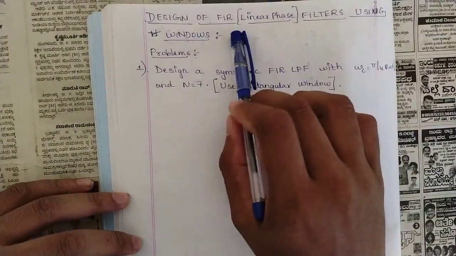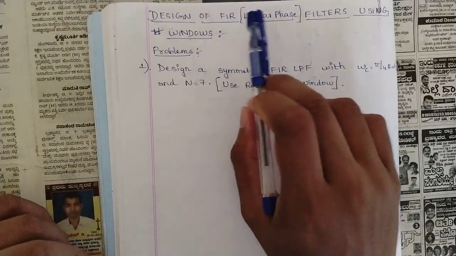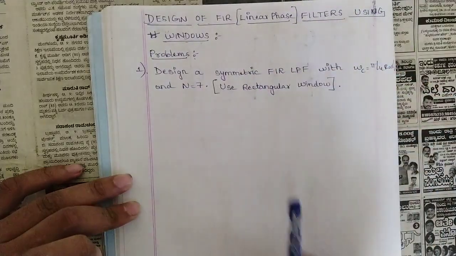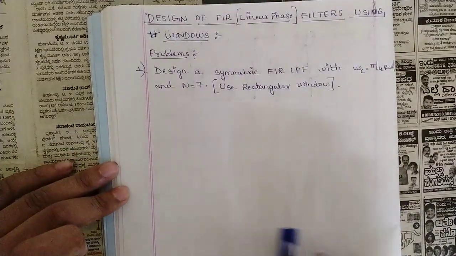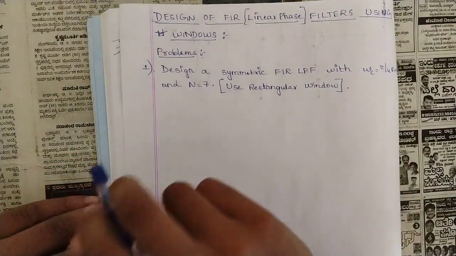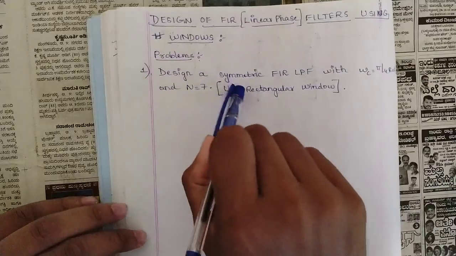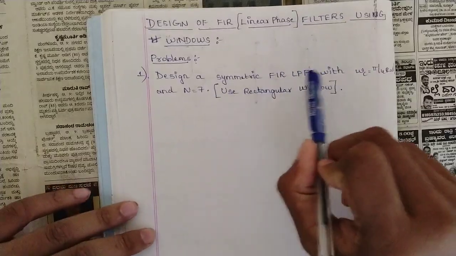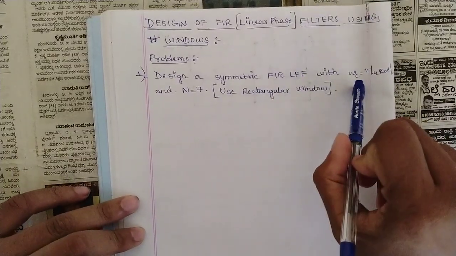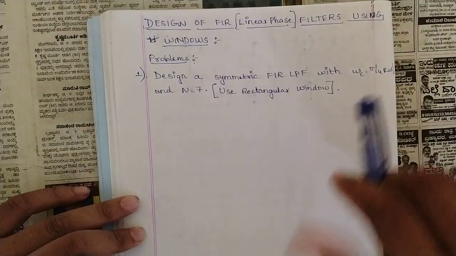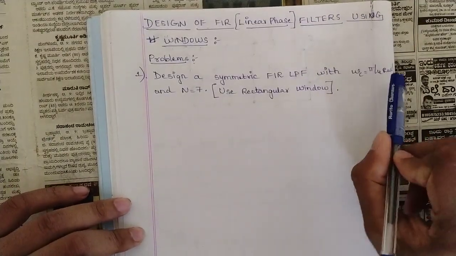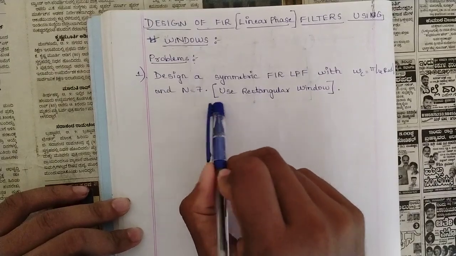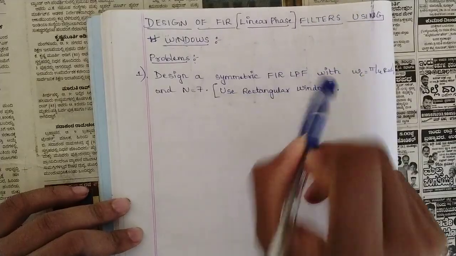Design of FIR, which stands for finite impulse response, linear phase filters using windows. Again and again I'm telling you guys. This is the one problem. Let us see this problem in brief. The problem is to design a symmetric FIR low pass filter, LPF stands for low pass filter, with the value of cutoff frequency omega c equal to pi by 4 radian per second, and the length of the filter n equal to 7 is given here. And they have asked us to use the rectangular window.